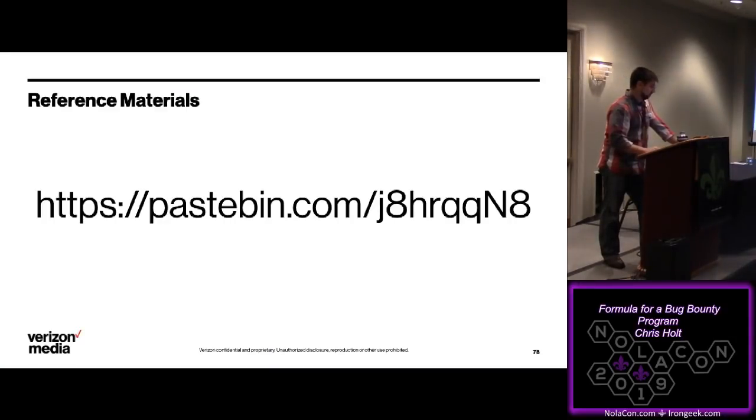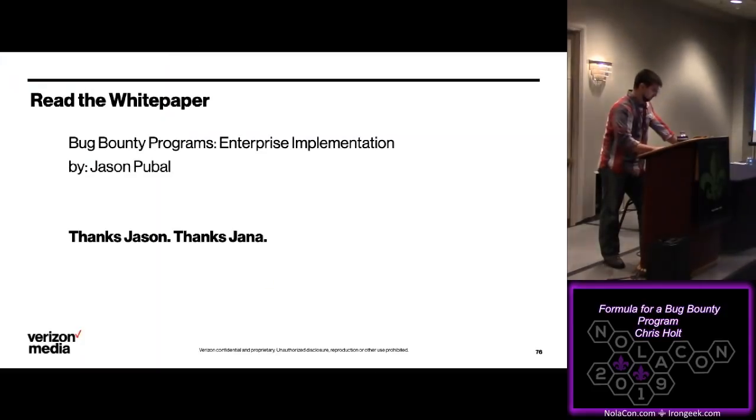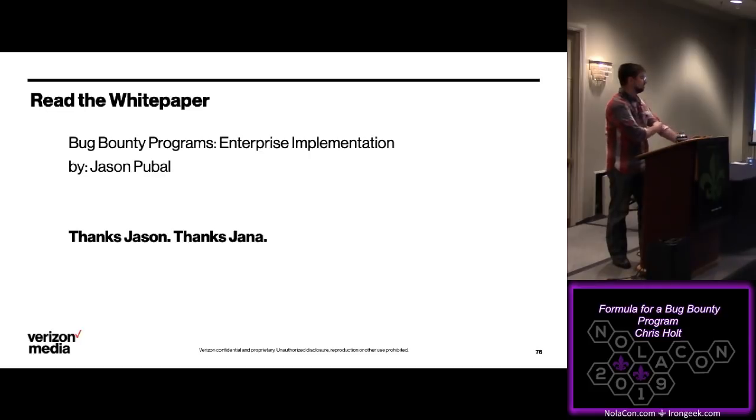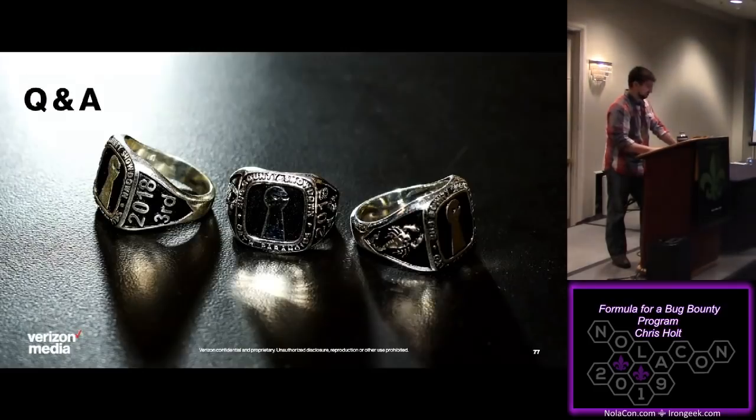What? Oh, you want the white paper? Here. Yeah, there's a whole bunch of reference stuff, some blog posts and things. The white paper's in there, in the paste bin. It's called Bug Bounty Programs Enterprise Implementation. Oh, no, that's all right. Yeah, it's a pretty easy read. It's kind of a lot of the same stuff that I've been saying. Yeah, no worries.